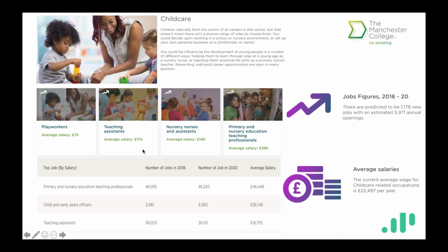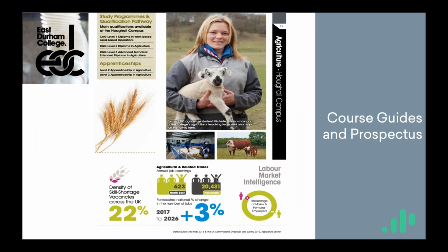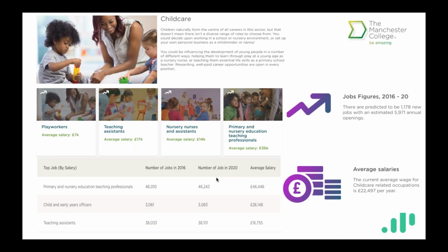From that, we've got the average salary for each of those jobs, the number of jobs from 2016 to 2020 as well. So really, really good way of also using labour market data and specific occupation data to show learners where they can go. So this is actually not static like this version. This is a downloadable prospectus, but Manchester College have all of this on their website. They're just creating infographics or pulling some of those figures off Analyst, the labour market data tool that we provide, and being able to dot those around on their website.